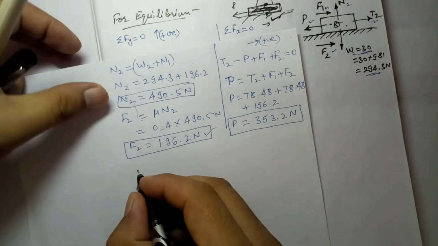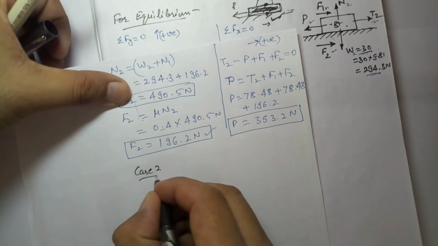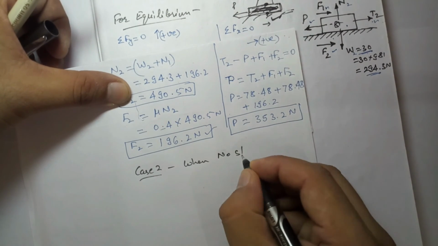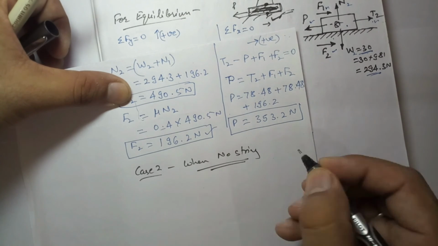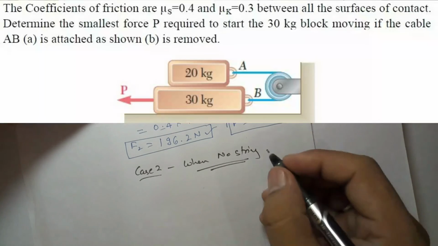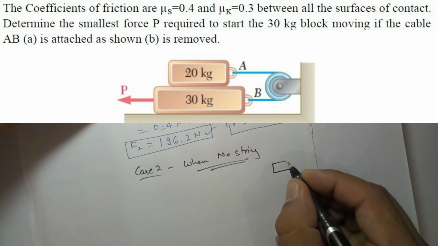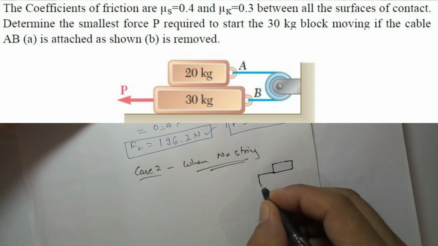Now we will see the second case of the same question. The second case says that when there is no string, the two objects are not tied with each other. So in that case, both the bodies will act as a single surface. What will be the free body diagram in that case?